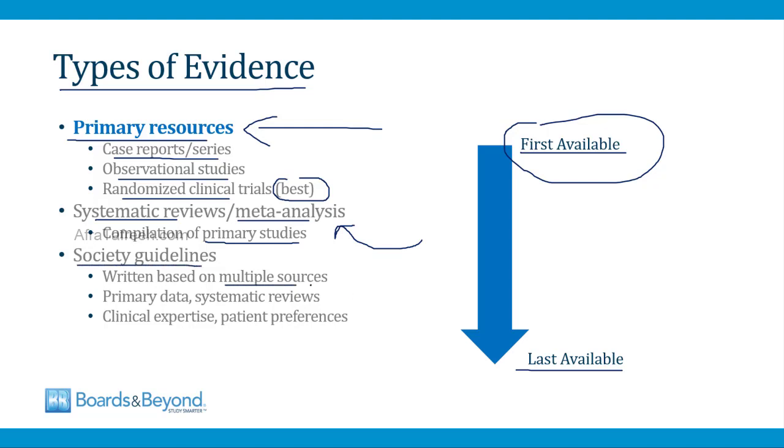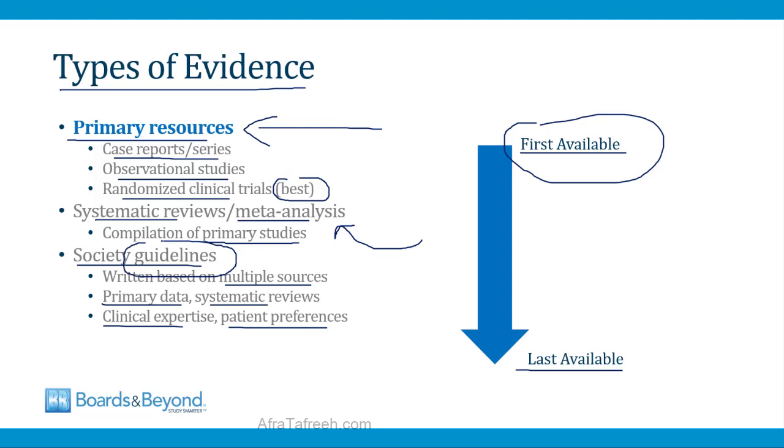These are written based on multiple sources. They pull information from primary data and systematic reviews. They also pull information from clinical expertise and patient preferences, and they try to come up with guidelines for providers as far as what to do in terms of diagnosis and treatment.